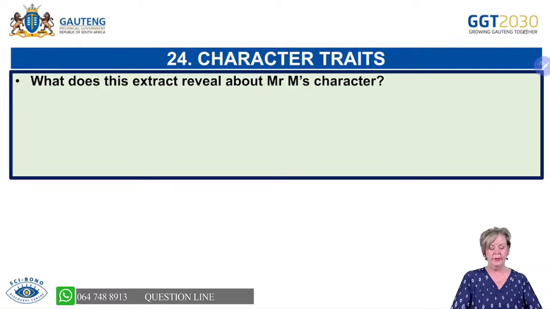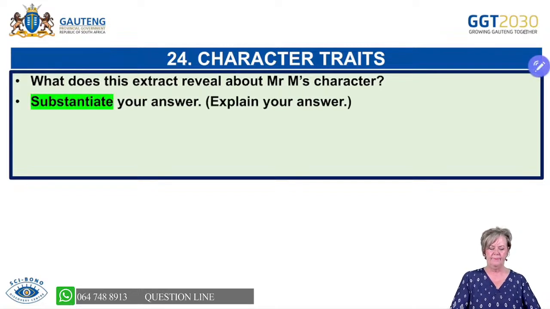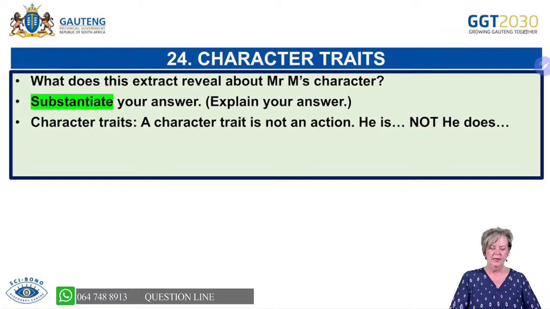Let's take a look at a question. What does this extract reveal about Mr. M's character? And then they also ask you to substantiate your answer. In other words, explain, give reasons why you say what you say. Character traits, a character trait is not an action. He is, not he does.